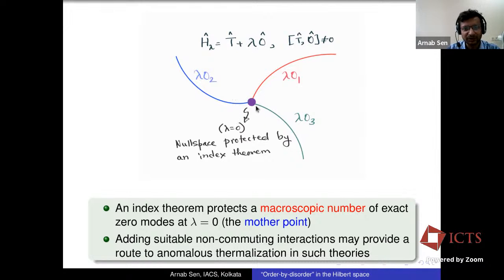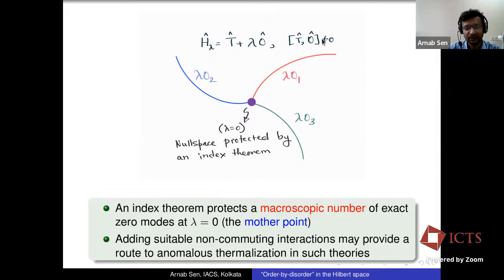suppose you tune this lambda to 0, then in this parameter space, there are these special points which I call mother points, where due to a particular index theorem, there is a null space which is protected by this index theorem, and it's not at all hard to think of paradigmatic models which have these kinds of special points. And then if one adds suitable perturbations which break this index theorem, then in these strongly correlated models, one actually has a very good chance of seeing anomalous thermalization.